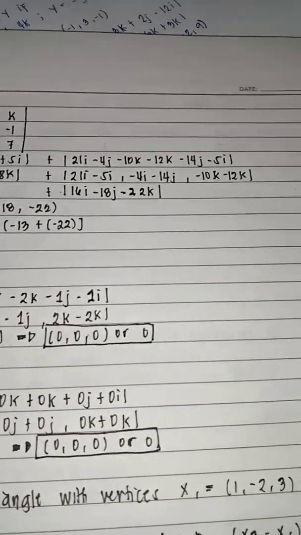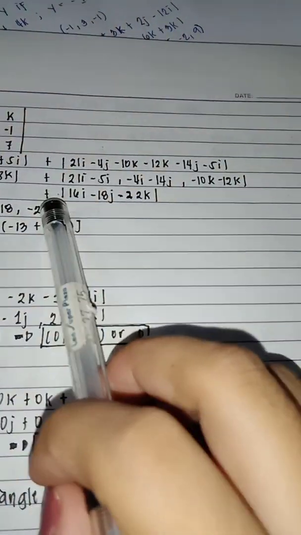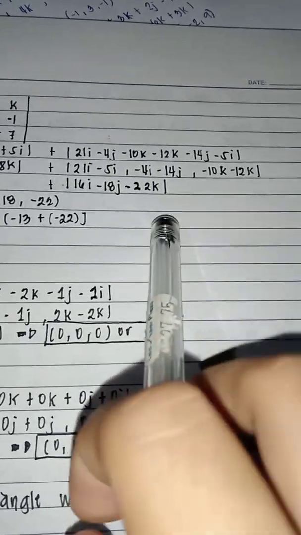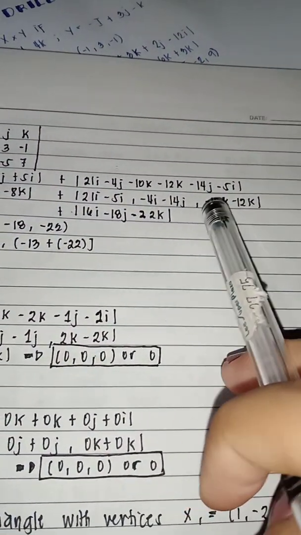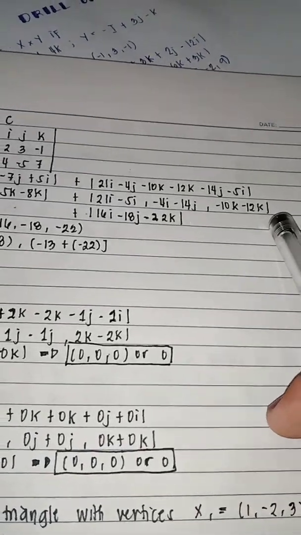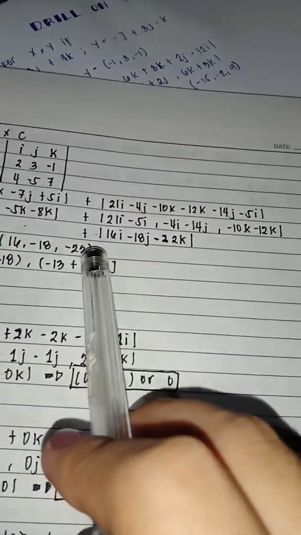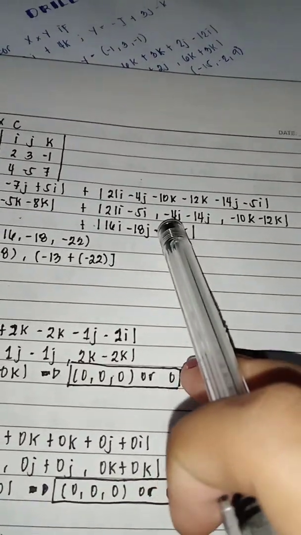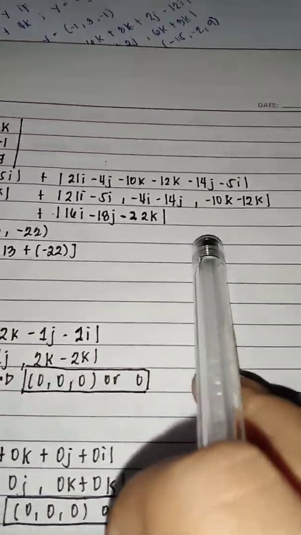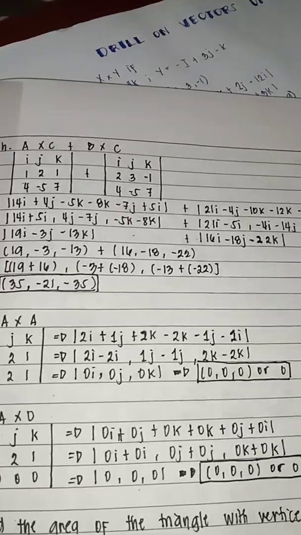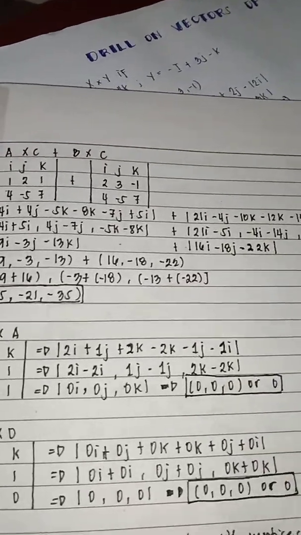So next thing to do is combine like terms. So 21i minus 5i, negative 4j minus 14j, negative 10k minus 12k. So 21i minus 5i is equal to 16i. Negative 4j minus 14j is equal to negative 18j. Negative 10k minus 12k is equal to negative 22k. So the answer of B cross C is 16, negative 18, and negative 22.